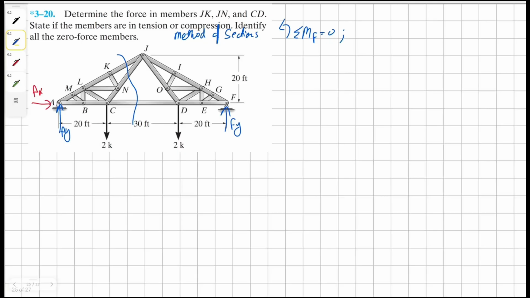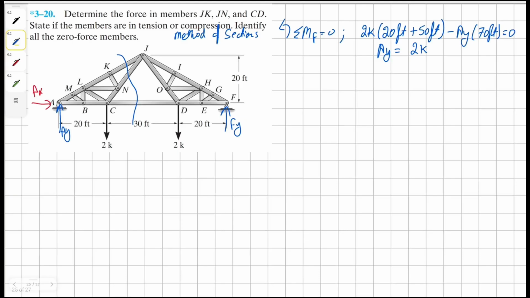We have two symmetrical external reactions of 2K. Both are counterclockwise. The first one is 20 feet away and the second is 50 feet away. And then we have AY, which is clockwise, and it's 70 feet away, all equals to 0. Solving for AY, we get our solution as 2K.